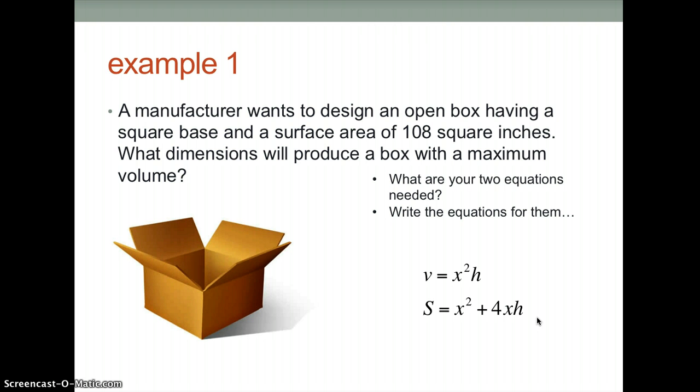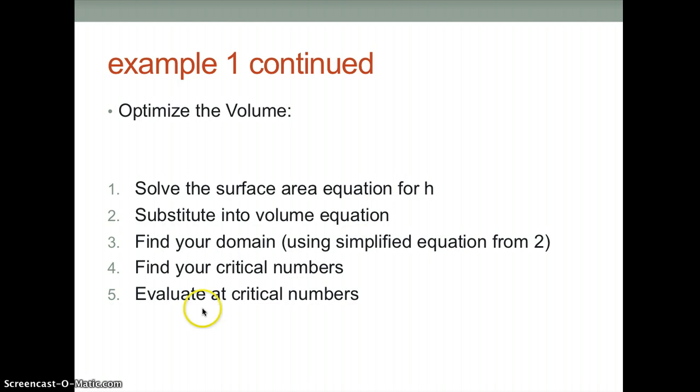So on the next page I'm going to work through the problem. So again, pause it at any time. Or actually it's the page after the next page that I give you the steps. So pause at any time and work through it on your own. That's what I would prefer. So to optimize the volume, these are the 5 things you're going to do. You're going to solve the surface area equation for h, substitute that into the volume equation, find your domain from this equation here, and then find your critical numbers and evaluate at critical numbers to tell you what the answer is.